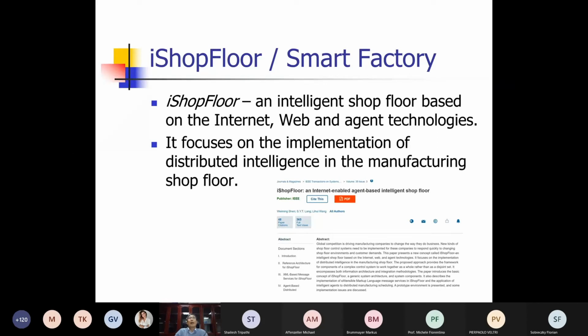That's the first of the projects that I worked on. We called it the intelligent shop floor. We defined this kind of intelligent shop floor based on internet, web, and agent technologies. We published our first paper, I think in 2006, in IEEE Transactions. It focused on the implementation of distributed intelligence, particularly distributed agent-based planning and scheduling in the manufacturing shop floor.